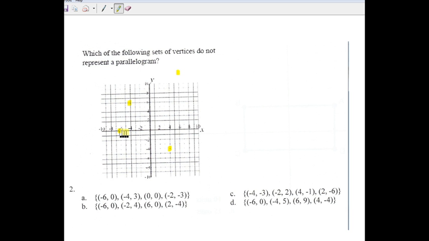Well, if I connect these, I'm not seeing anything that looks much like a parallelogram, so I'm going to say that this one does not make a parallelogram, D. There. Not a parallelogram.